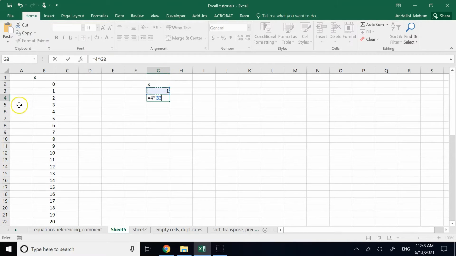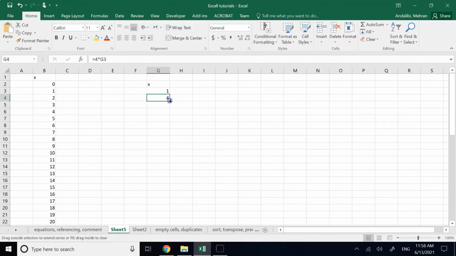Now, each cell in Excel is given by a column and a row. So this cell is G and row 3, so it's G3. The one I clicked on is G4. So I'm saying G4 is 4 times G3, right? And then I enter. You see?